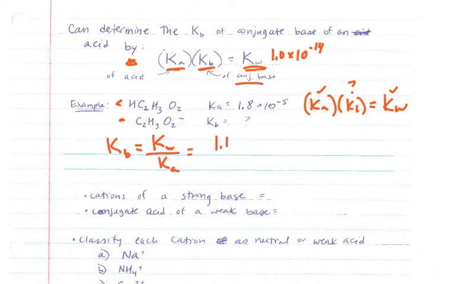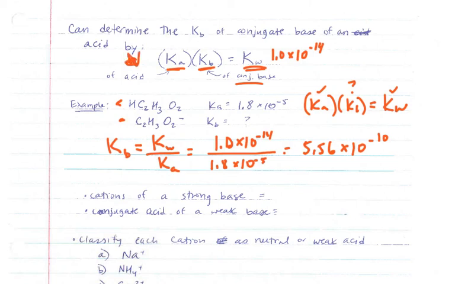So Kw is 1 times 10 to the negative 14th, and this Ka is 1.8 times 10 to the negative 5th. So that means that Kb equals 5.56 times 10 to the negative 10. All right, so we figured that out using this equation here. If you know the Ka, you can figure out the Kb of the conjugate base, or vice versa.